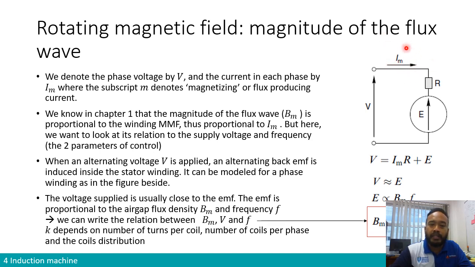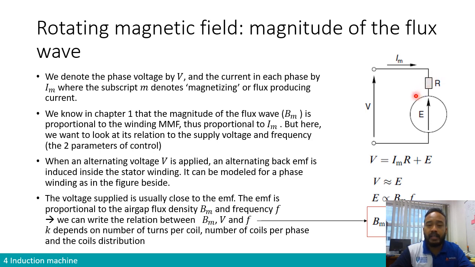So M over here, basically the subscript M means magnetizing or flux producing current. Imagine you have one phase like this, you have a voltage V that you supply to the phase, and then you have a current circulating in it. R is the resistance of that coil, so it is going to be very, very small usually.